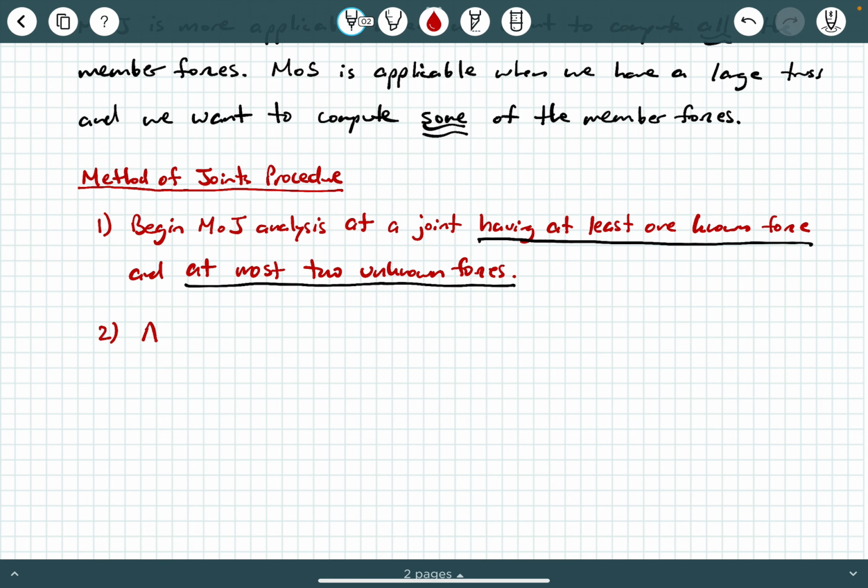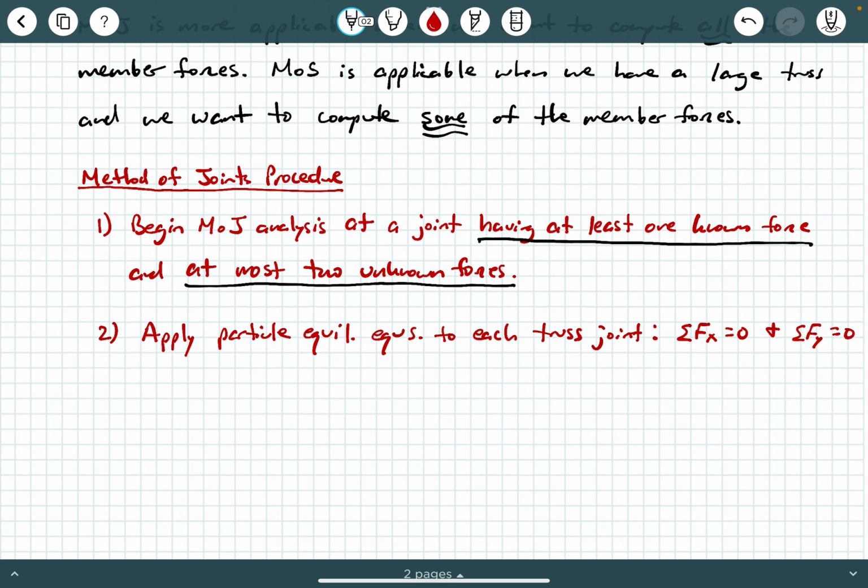So what we do is we apply particle equilibrium equations to each truss joint. Now remind me, what are particle equilibrium equations? Well, that's sum of the forces in the x direction equals 0 and sum of the forces in the y direction equals 0. We apply that at each truss joint. So we've seen this before, right? We've dealt with particle equilibrium in this playlist or this course before. So we're not doing anything really new here.